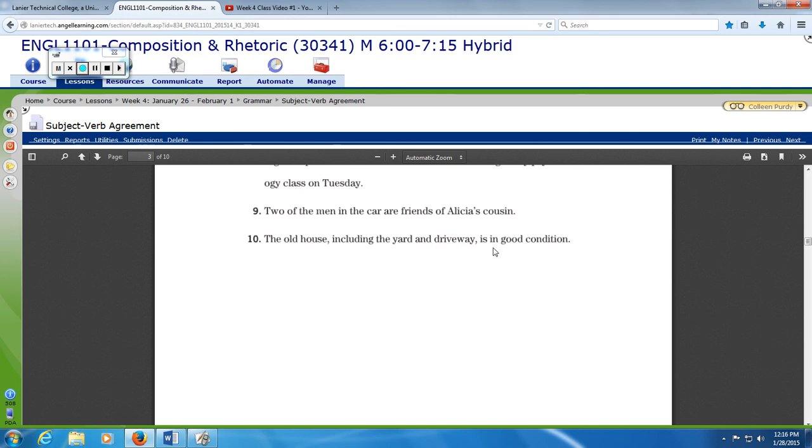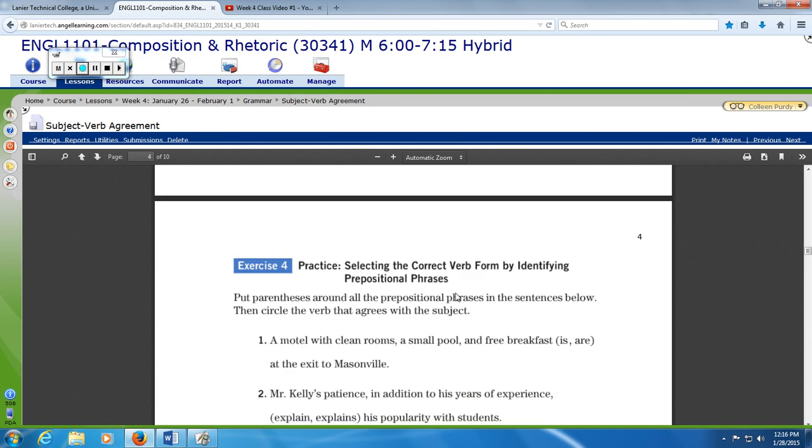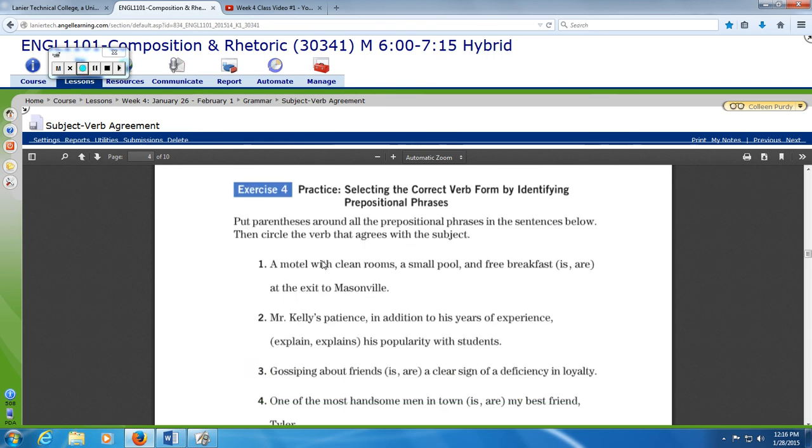So, the old house is. That's your sentence, main part of your sentence. House is your subject, is your verb. Alright? Okay, so we've already done these. You'll want to have eliminated with clean rooms, a small pool, and free breakfast. With clean rooms, the clean rooms, a small pool, and free breakfast are all objects of that preposition.